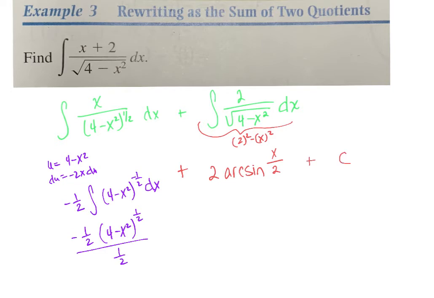So if we simplify this whole thing, the 1/2s cancel, right? To 1. So I have negative 1. And then we can rewrite it as square root, which I think is what they did. Square root of 4 minus x squared. That's just that to the 1/2. Plus 2 arcsine of x over 2 plus c. And that is my antiderivative.